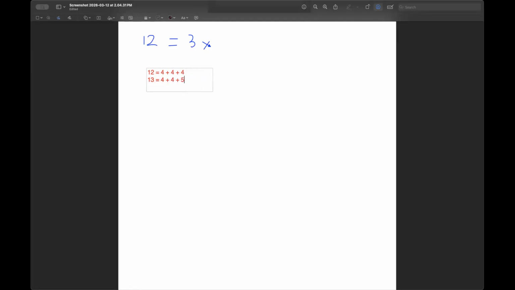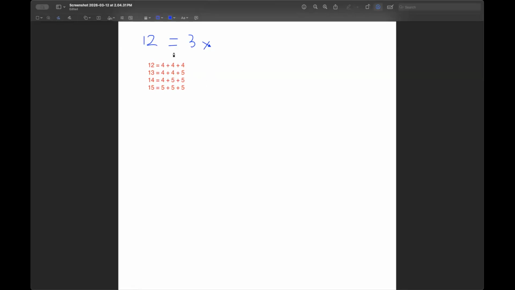We can only use 4 or 5 cent stamps, right? So we're just replacing one of those 4s with a 5. 14 is the same, right? We have 4 plus 5 plus 5. And then 15 is going to be 5 plus 5 plus 5. So we've proven so far that 12, 13, 14, and 15 can all be represented in some combination of 4 or 5 or both.